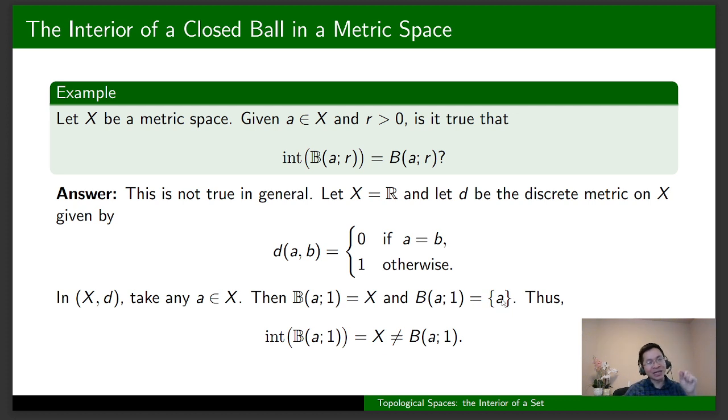And please remember that in this metric space, any set is open. Therefore, the interior of this closed ball is itself, so it's X. And this open ball is just a single point set. They are not the same. So this is a counterexample for this property.